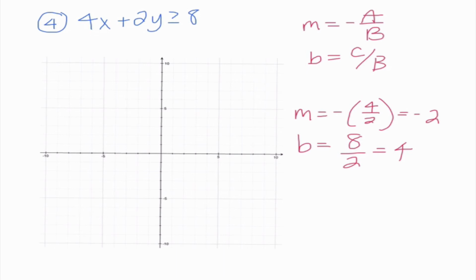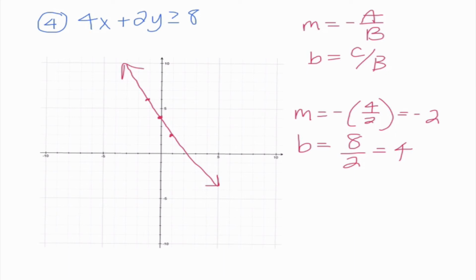So if I'm graphing this line, I'm going up to 4. Okay, and just a reminder, that means that that is an ordered pair of 0, 4. My slope of -2 means I'm going to go down 2 and to the right 1. I also could have gone up 2 and to the left 1. And I'm going to draw my line.